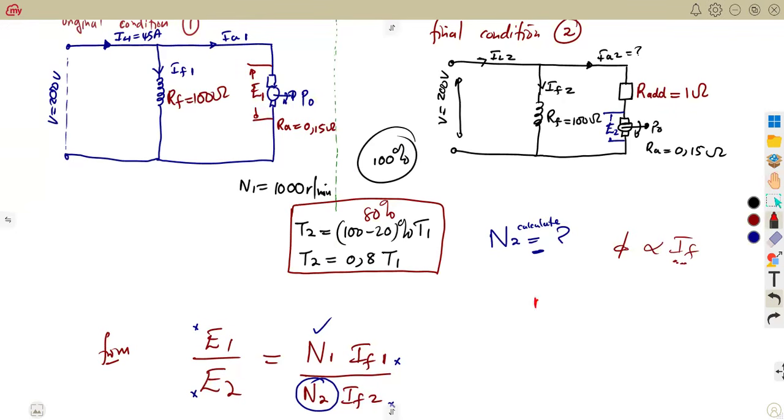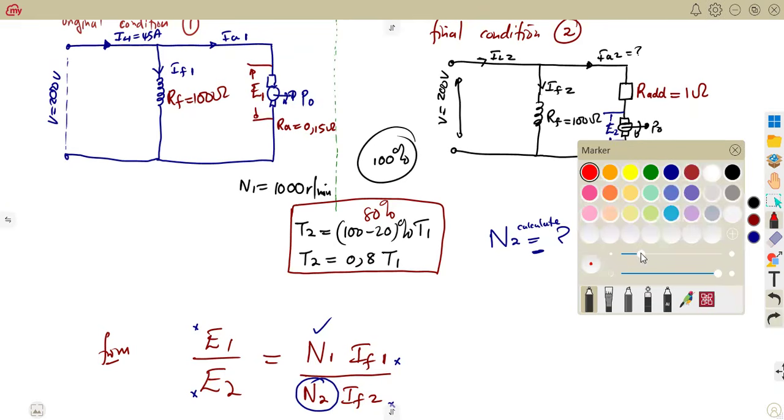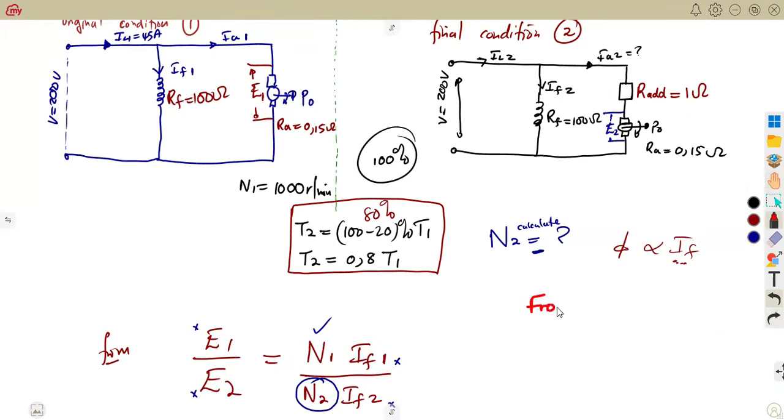All right, so let's consider the original condition. What can we obtain from the original condition? I'm just going to write in short, guys. From the original condition, which means from 1, what is it that we can obtain from there? What can we calculate from there? Let's see. The armature current, we cannot, because we do not have the field current.